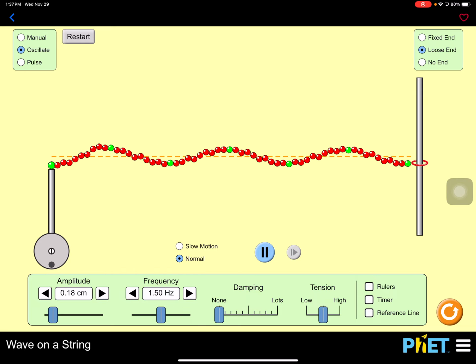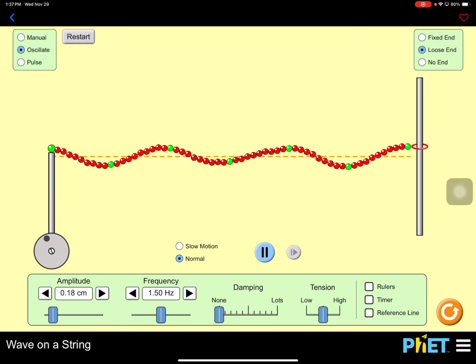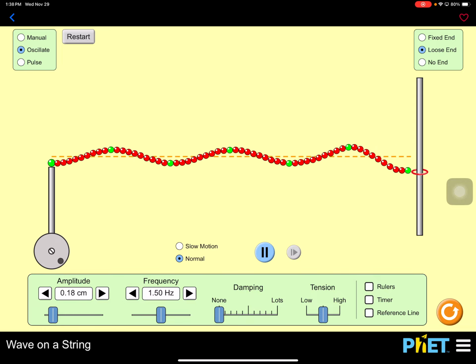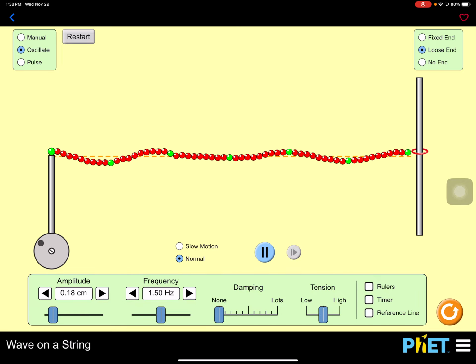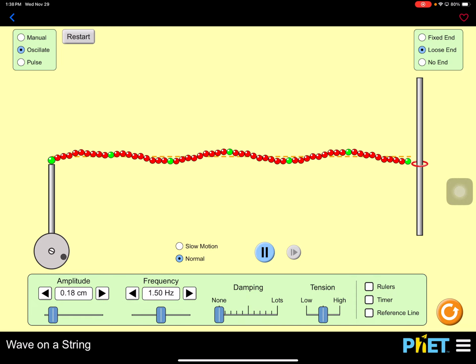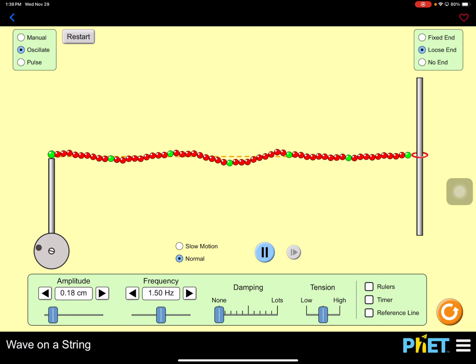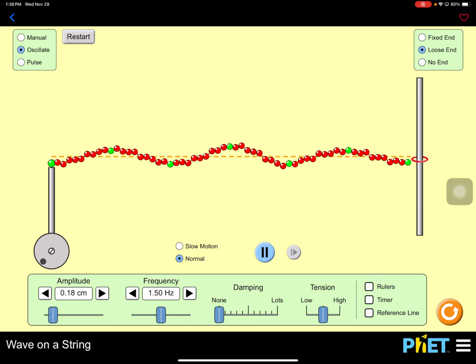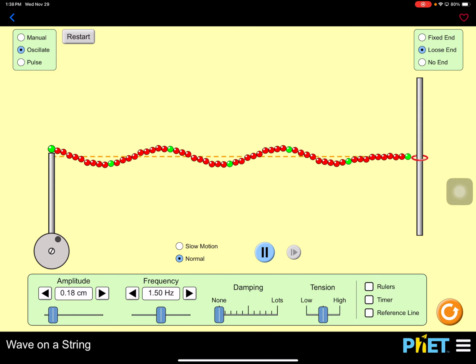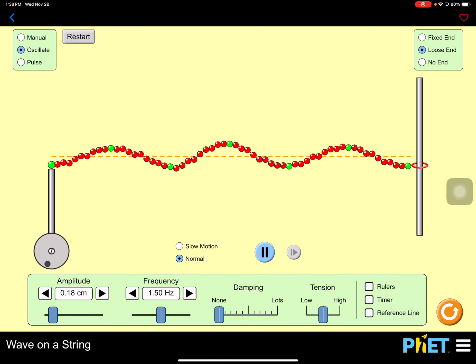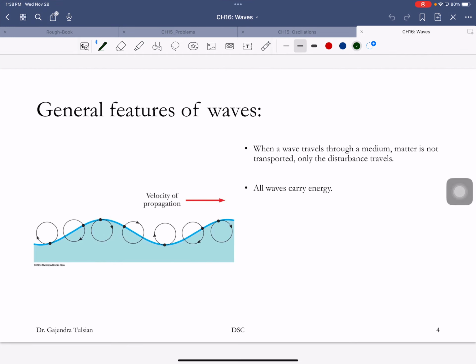How do you know it carries energy? Because the particles are oscillating. So, yep, very good. Let's say you anchor a boat there, you drop a rock here, and the wave will propagate, and what will happen to the boat? It'll bob up and down, and you need energy for that. You can go stand outside in the sunshine. An electromagnetic wave came from the sun. When you absorbed it, you felt warm. So waves carry energy. All right, so when a wave travels through a medium, matter is not transported, only the disturbance travels, and all waves carry energy.